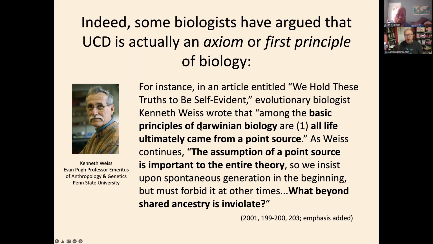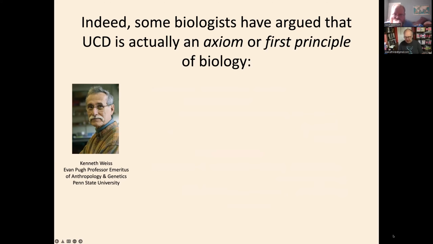Darwinian theory is so deeply embedded in the structure of biology that it can be treated as a generic adjective. So that's not a typo. That's a deliberate choice in his writing. All life came from a point source. So you have this abiogenesis singularity at the beginning. He says the assumption of a point source is important to the entire theory. We insist upon spontaneous generation in the beginning, but then forbid it. What beyond shared ancestry is inviolate?